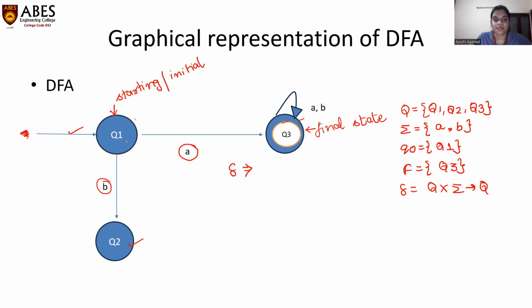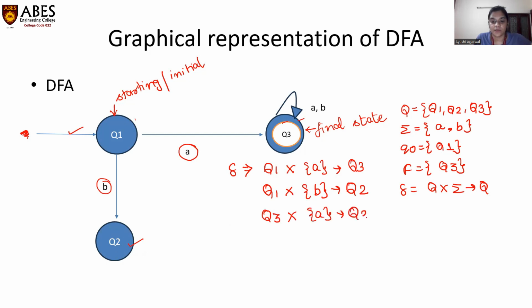Over here, first we have the starting state Q1, so let us start with that one. When Q1 is reading symbol A, it is moving to a new state Q3. When Q1 is reading symbol B, it is moving to a new state Q2. Coming to state Q2, there is no transition shown going to another state, so obviously we will not write any transition function related to it. Coming to state Q3, by reading A, it is moving back to state Q3. From Q3, we are reading B and coming back to state Q3.